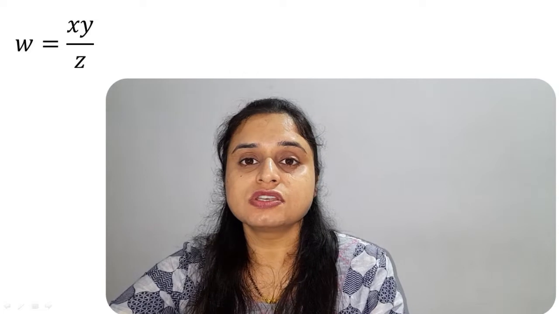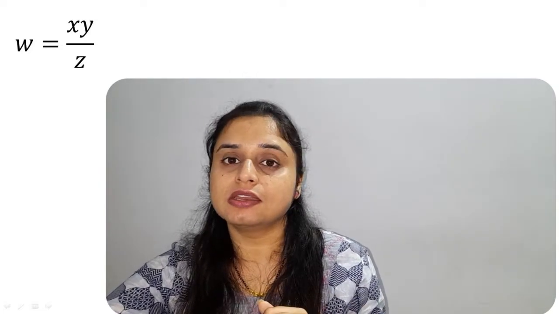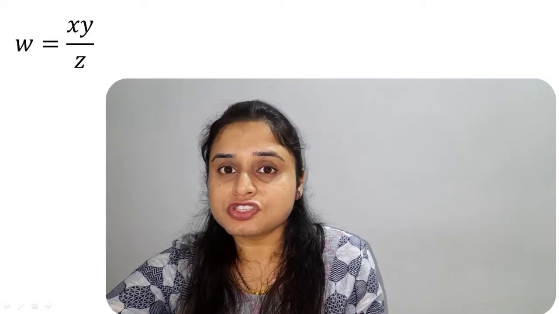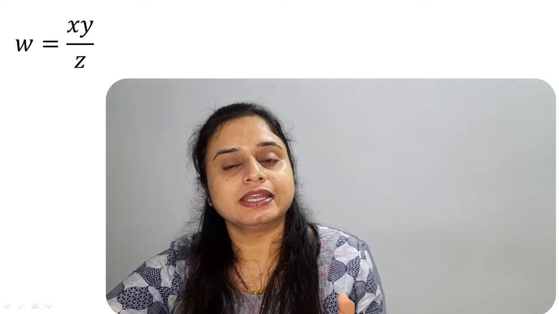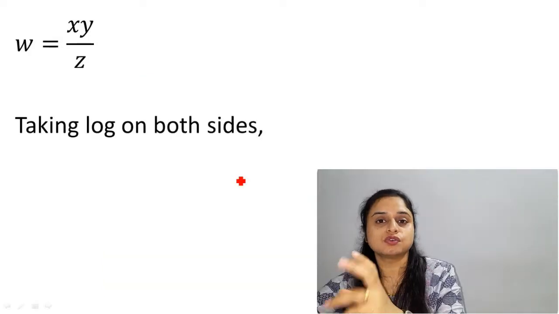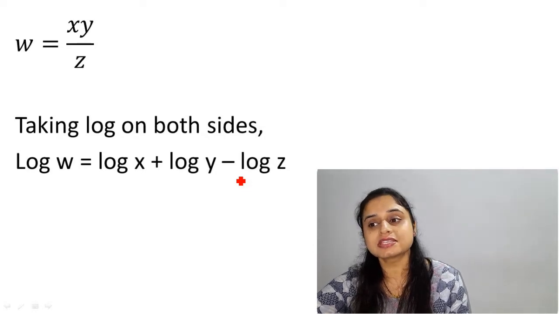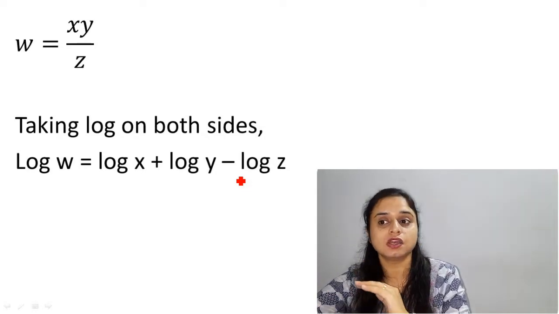The function is w equals xy by z. Now we have to find out the limiting error. That means which step we have to follow? First of all, take the log on both the sides. So the first step is to take the log on both the sides. So the equation becomes log w equals log x plus log y minus log z.